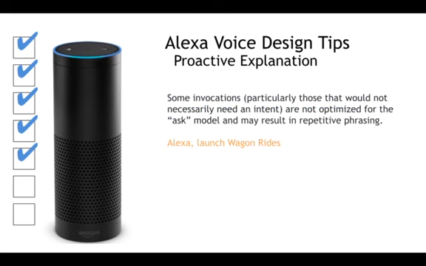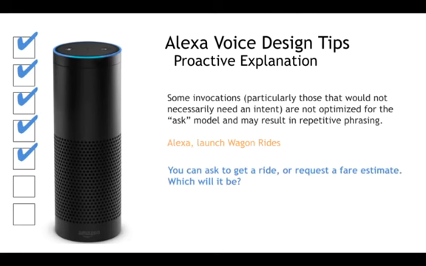You also want to do proactive explanations. Certain things won't fit the ask model, so you don't have to use the word ask. The words you have available, we have a page for them, are launch, open, start, ask, tell. Certain of those will be better suited for your skill's name than others. So you've got to make sure you can explain to the user what's happening.